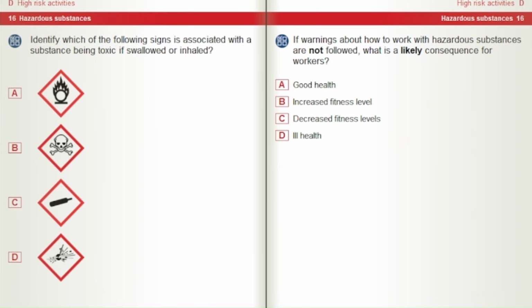Identify which of the following signs is associated with a substance being toxic if swallowed or inhaled. If warnings about how to work with hazardous substances are not followed, what is a likely consequence for workers? Good health, increased fitness level, decreased fitness levels, ill health.